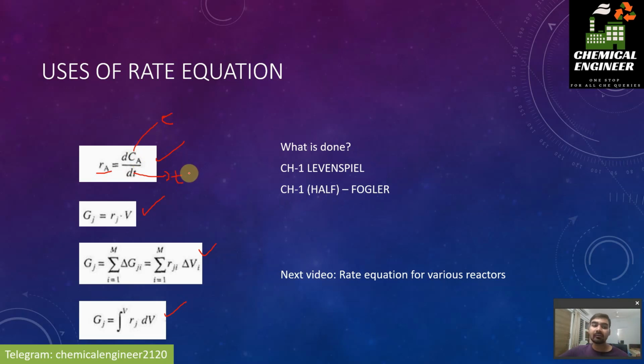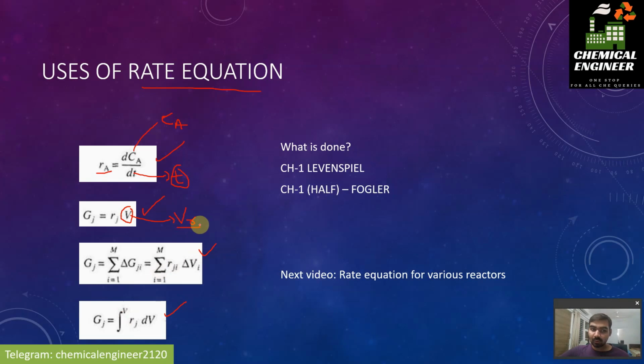Please write it down. What can we get through the rate equation? First, we can get the concentration of any species. Second, we can get concentration at a particular time. Third, we can get the time for reaction. Fourth, we can get the volume of reaction, volume of reactor, or volume of anything, volume of fluid, volume of gas, anything that we can get.